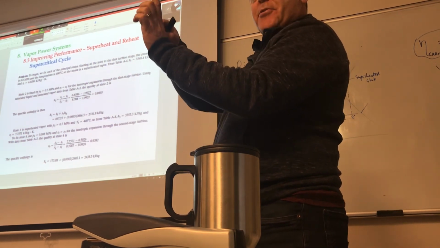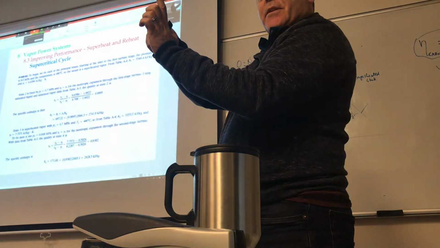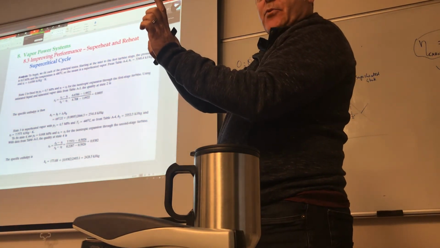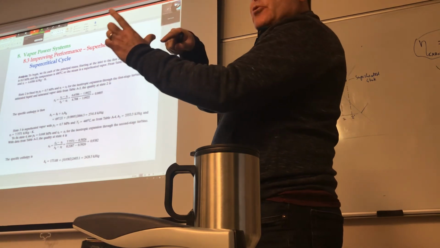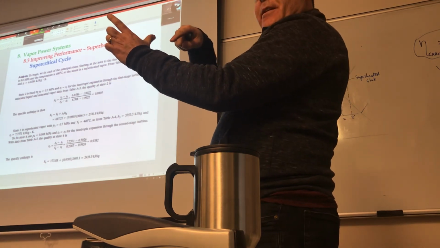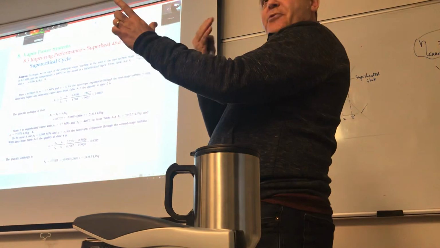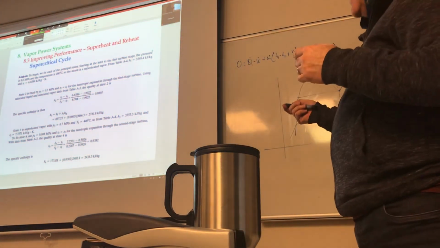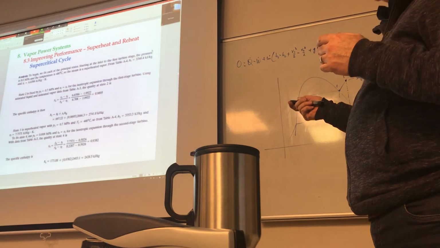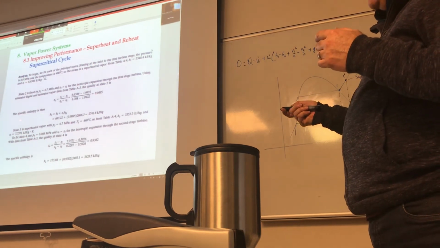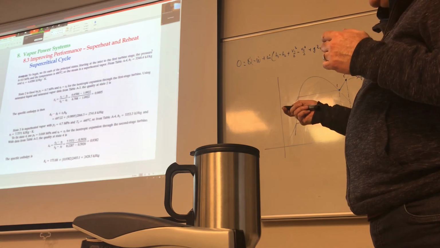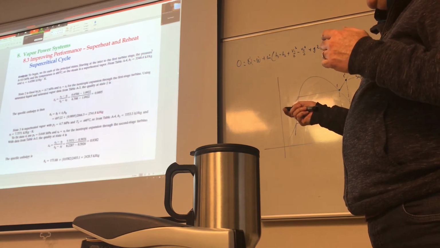That means where are you? You are within the dome. If you are within the dome, you have to calculate the quality. If your s happened to be greater than s_g, that means you are in the superheated region. So that's one of those things you have to do. In this case, we're pretty close, almost 99%, right? And then, once you find x, you need to find the specific enthalpy.